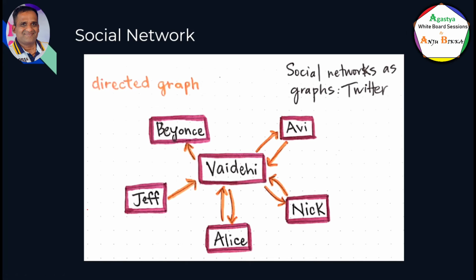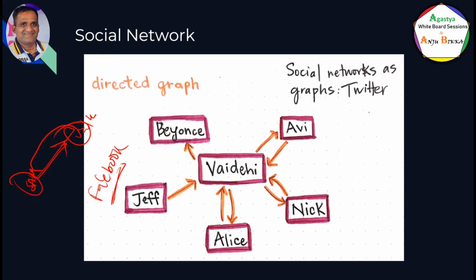Previously we used Facebook social media to represent undirected graphs. Because in Facebook, if there is a connection between Sham and Vaidehi, then definitely there is a connection between Vaidehi and Sham. This is obvious, so it is not unidirectional. It is an undirected graph.